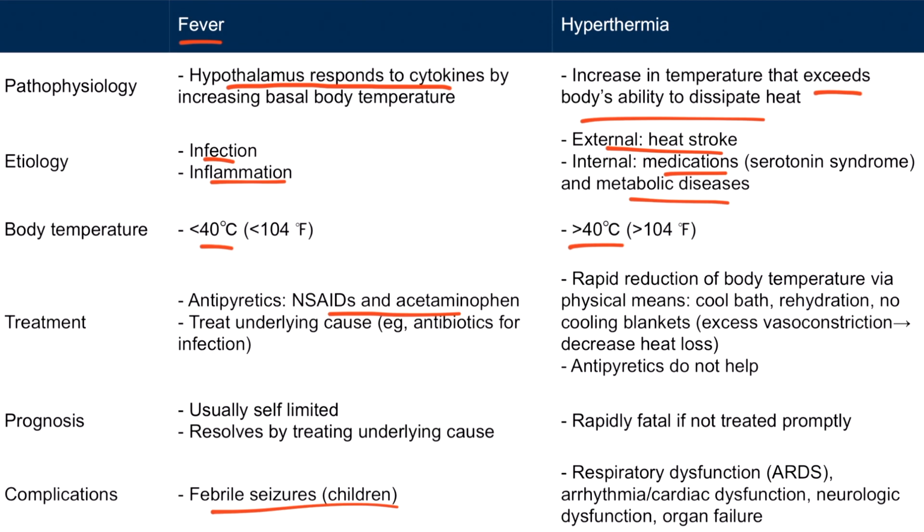The management is different than fever, as this includes the rapid reduction of body temperature via physical means, such as cool baths and IV rehydration. The use of cooling blankets, however, is not recommended, as this can lead to excessive vasoconstriction and decrease heat loss. Hyperthermia can be rapidly fatal. That's why it's important to recognize and treat it promptly. It can cause a wide range of organ dysfunction, including ARDS, arrhythmia, neurologic dysfunction, and multi-organ failure.